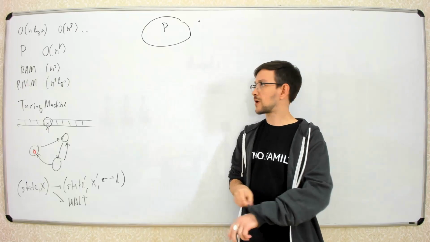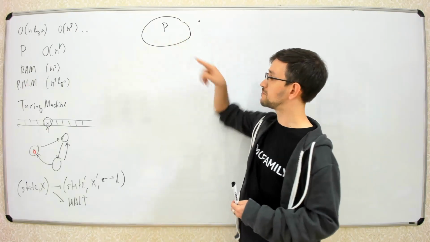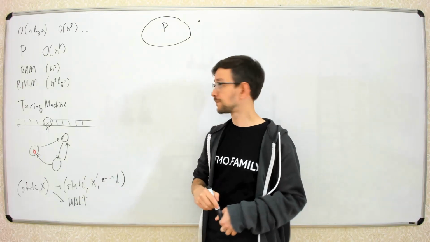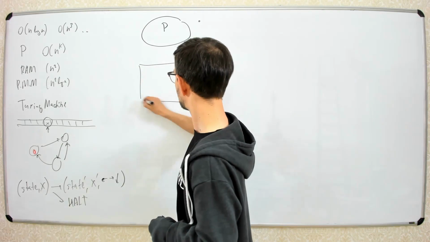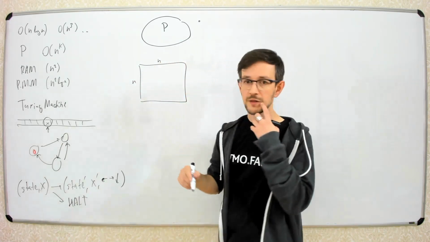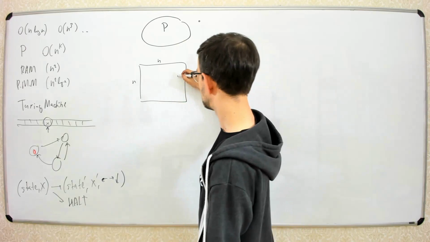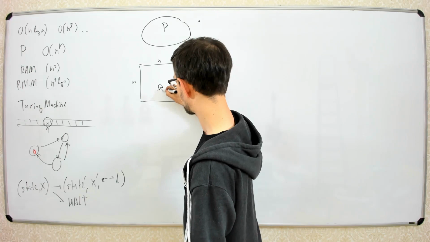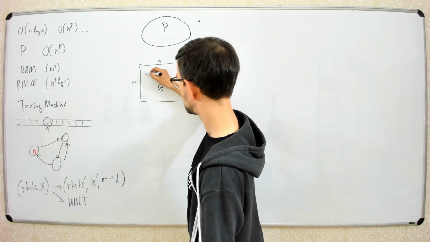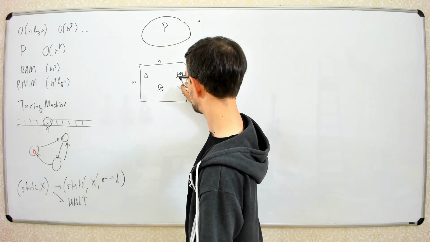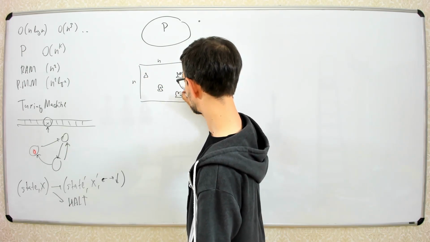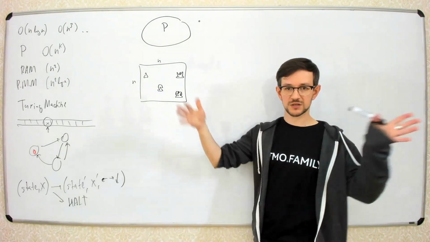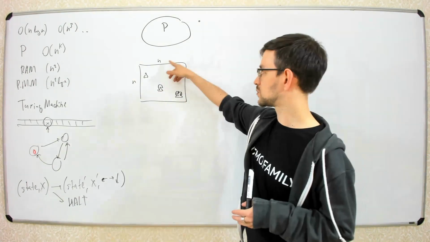The easiest problem which is outside of class P is the following. For example, you have a chessboard. So if you have a chessboard n by n, and there are some chess pieces on this board. Let's say you have a queen here and some knight here. I'm not good at drawing, but you got the idea. So you have some pawn here and some king here. This is the king. So you have some chess position on this large chessboard. It's a chessboard n by n.